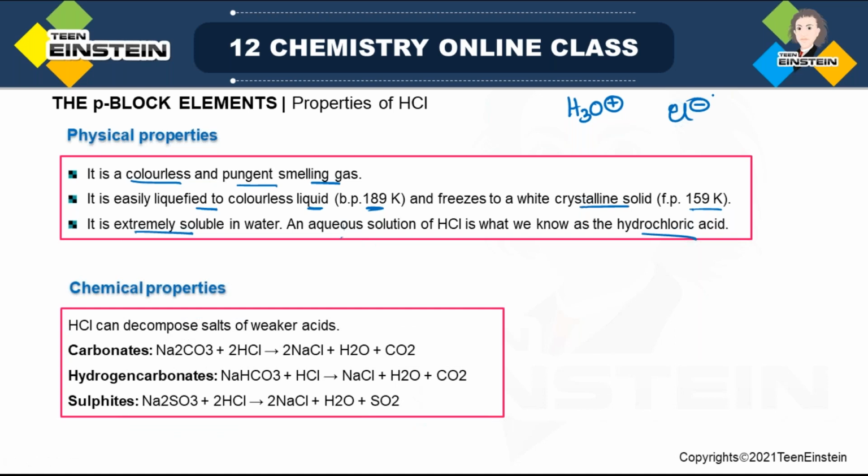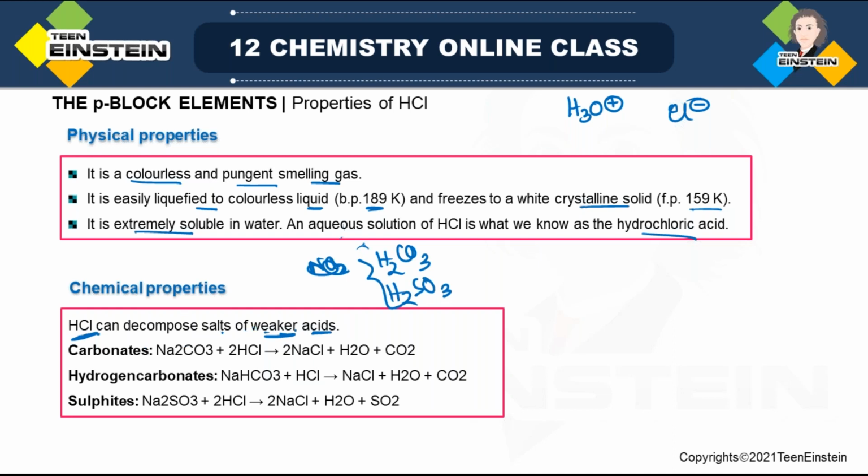Now chemical properties. As it is an acid, it can decompose salts of weaker acids. So there are some acids which are obviously weaker compared to HCl. For example, H2CO3, carbonic acid, this is a weak acid. Then it may be H2SO3. H2SO4 is a strong acid, but H2SO3 is sulfurous acid, that is a weak acid. So these two are weaker acids compared to HCl.